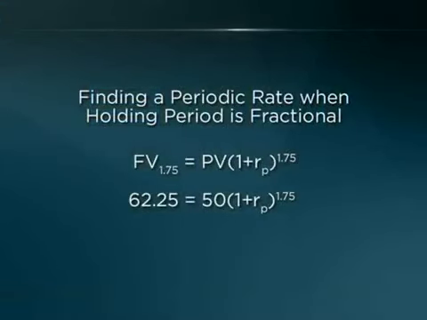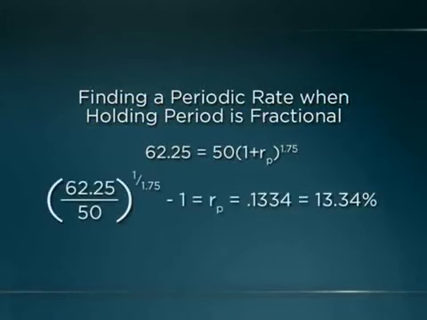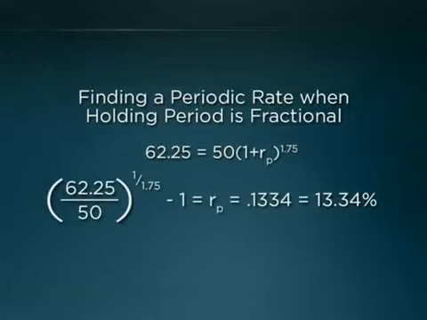We can solve for the RP again using the future value formula as before. Only instead of using 3 for the number of periods, I use 1.75 for the number of periods. So now we have 62.25 equals 50 times the quantity 1 plus RP raised to 1.75. When I solve for RP this time, I get that RP is equal to 0.1334, or 13.34%.